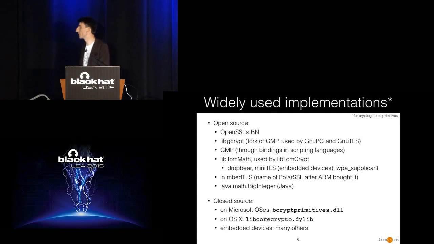Then we have closed source implementations. In Microsoft OS, you have bcryptprimitives.dll. If you ever try to figure out where all that computation for your IIS SSL handshake is going on, that's where you have to look. There are apparently heaps of other BigNum implementations, but this is the only one I found that is related to crypto that I care about.